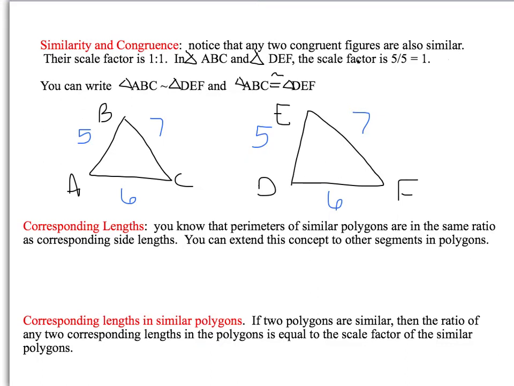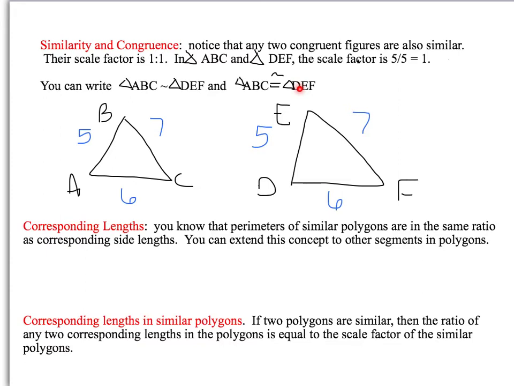Okay? So if you just compare DEF to ABC, you get 5 over 5, which is 1. So congruent figures are also similar, and their scale factor is 1 to 1. So you can write ABC is similar to DEF, and ABC is congruent to DEF.